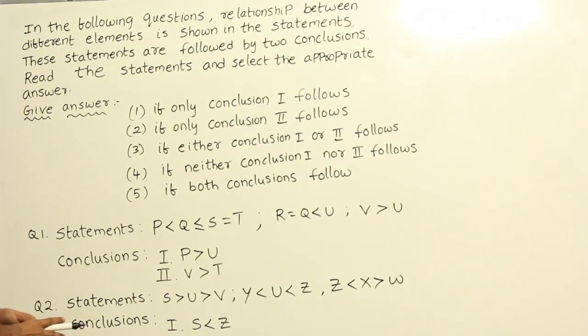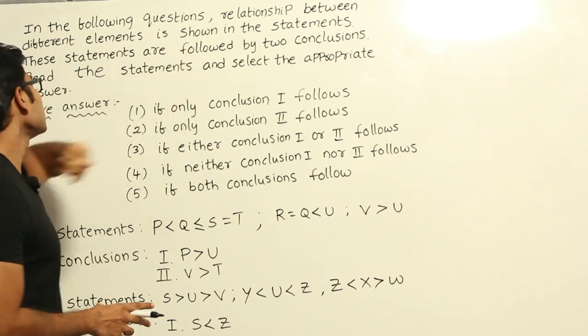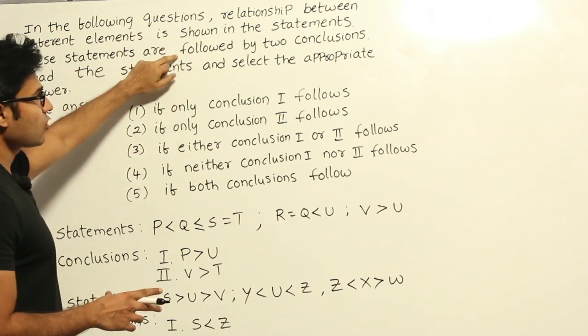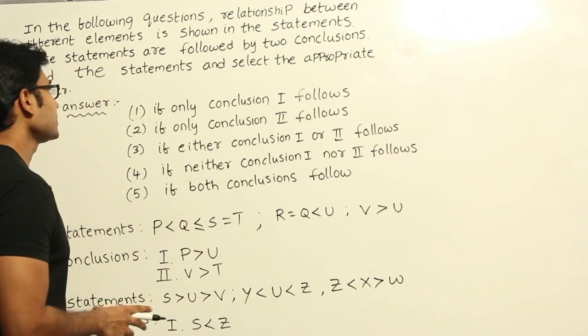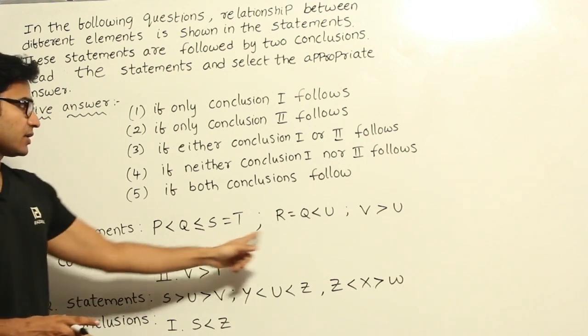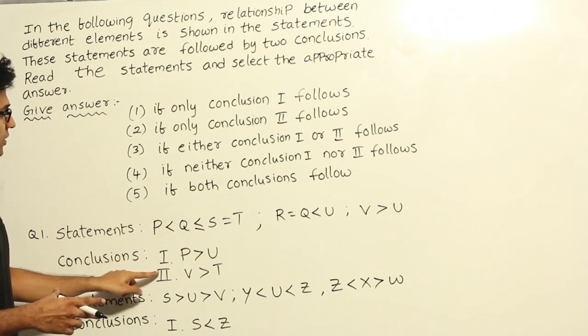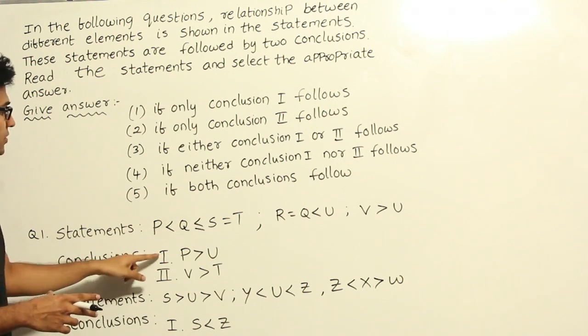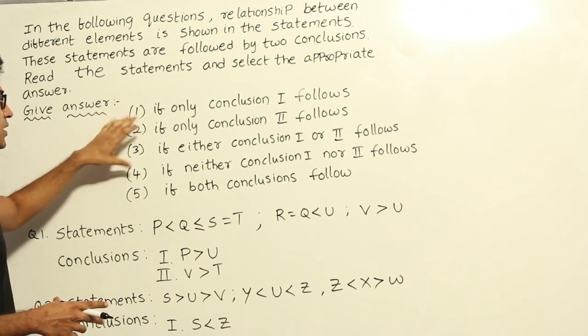Now let's see this. In the following questions, the relationship between different elements is shown in the statements. These statements are followed by two conclusions. Read the statements and select the appropriate answer. In all these questions, they are going to give you some statements like this, and then two conclusions are given, conclusion 1 and conclusion 2. Based on which one can follow from this, you are supposed to choose one of these, right?